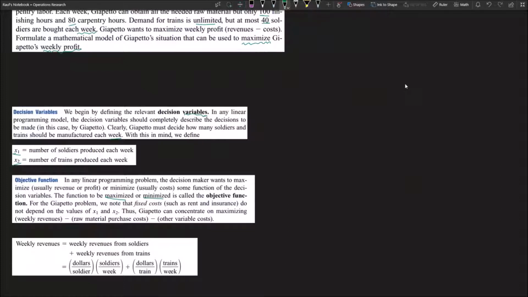For our current problem, we can realize that there are fixed costs like rent and insurance, etc. They don't depend on the values of x1 and x2. So the company can concentrate on maximizing the weekly revenue minus the raw material that they purchase and minus the other variable costs, as we will see.